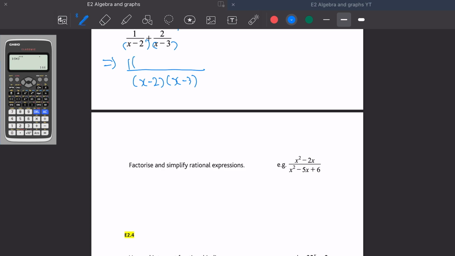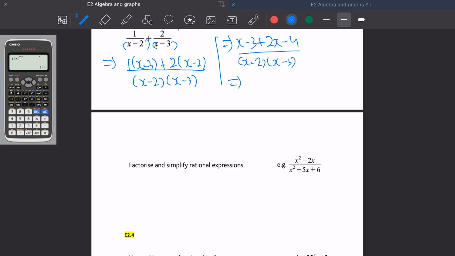So 1 into x minus 3 plus 2 into x minus 2. It becomes x minus 3 plus 2x minus 4 divided by x minus 2 into x minus 3. So you get 3x minus 7 over x minus 2 into x minus 3.